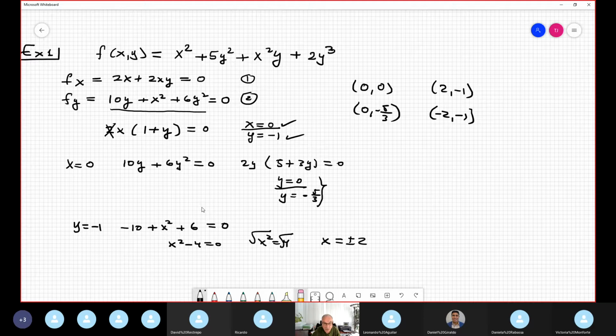Okay, we have two values, x, y. For x equals 0, I get two values of y, 0 and -5/3. For y equals -1, I get associated two values of x, +2 and -2. We have four critical values in total. I need to prove somehow whether they are a maximum, minimum, or saddle point. Okay, everyone follow me so far?